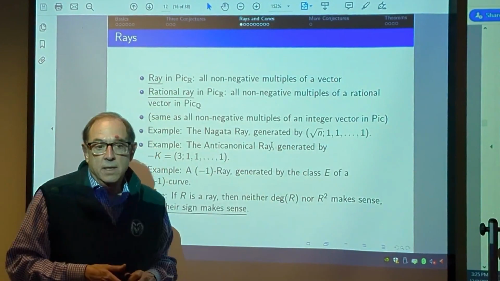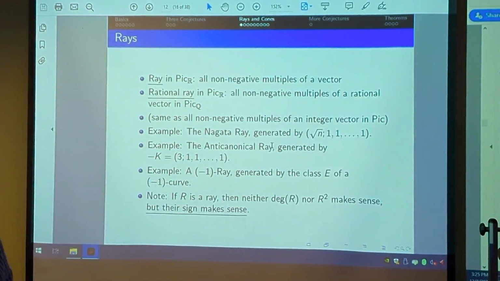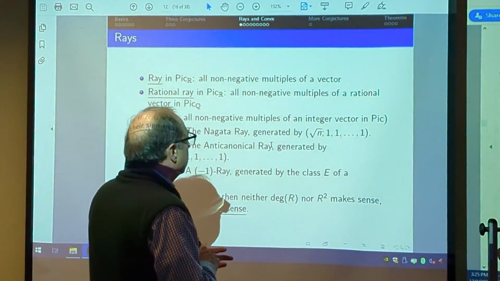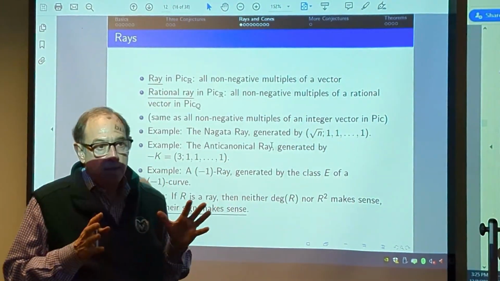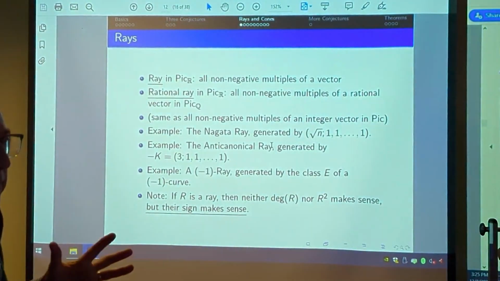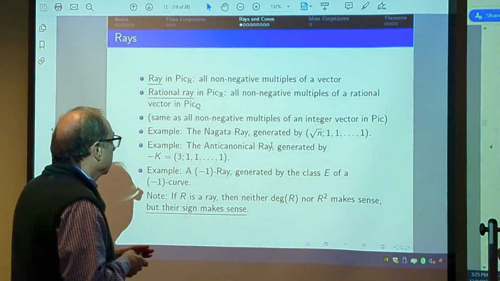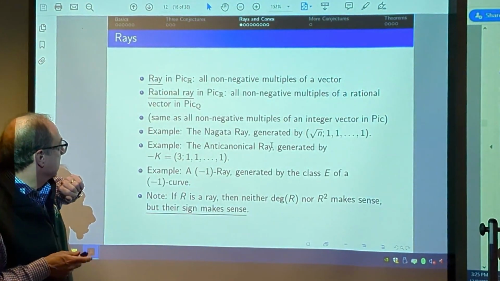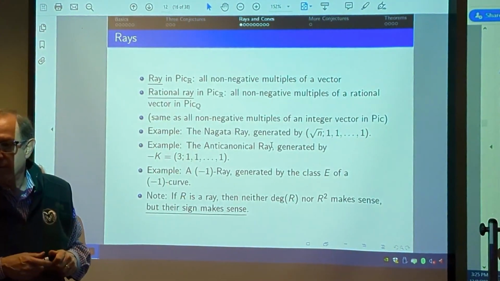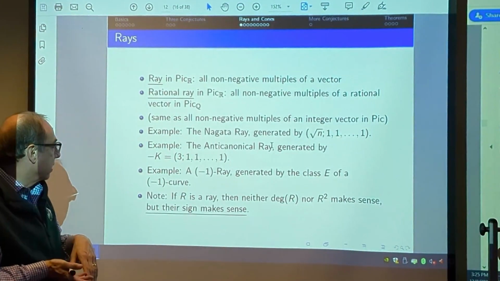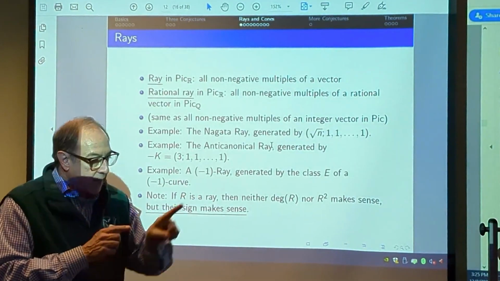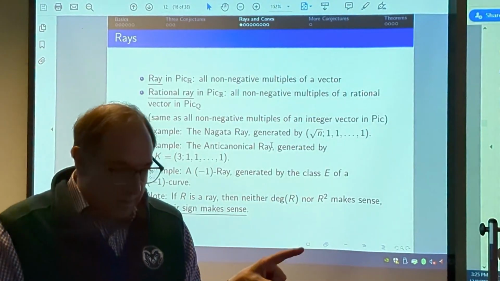So that's apparently an important ray to look at, or an important vector to look at. And that's why it's convenient to leave the domain of just integer things when we start analyzing things. The anti-canonical ray is this. -1 rays are rays generated by -1 curves, where the square is -1 and the intersection with canonical is -1. Now, if you have a ray, then the degree doesn't make sense, right?